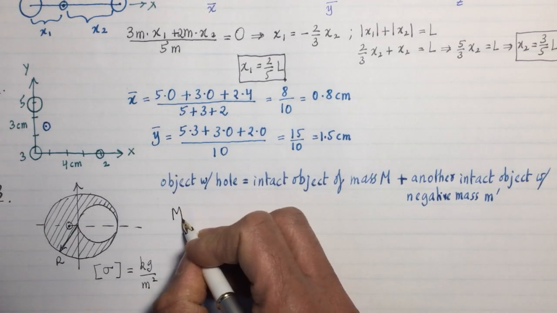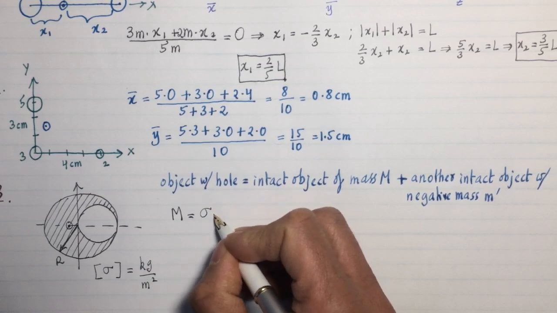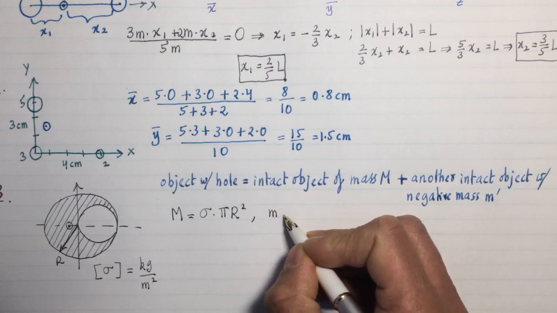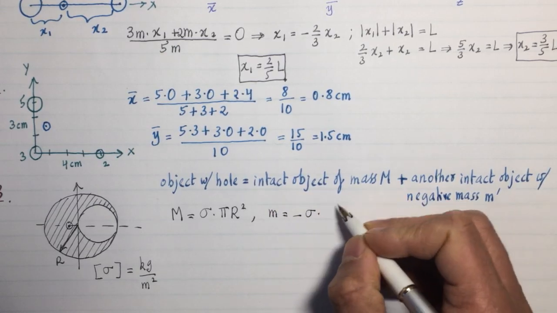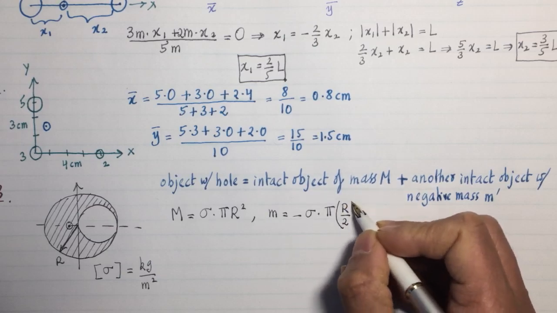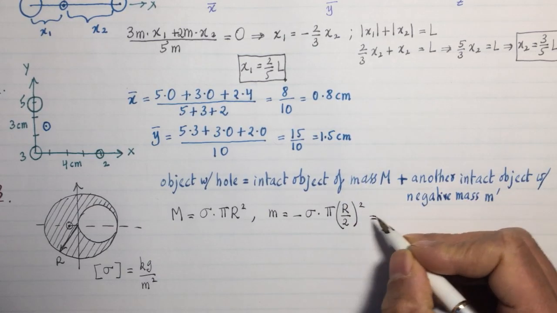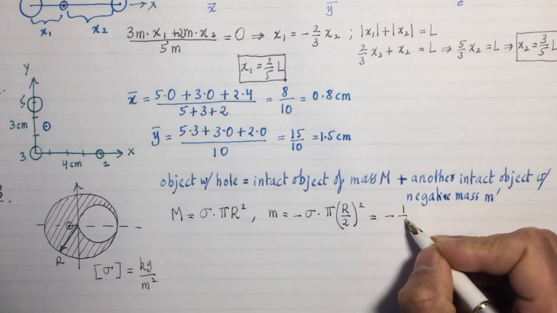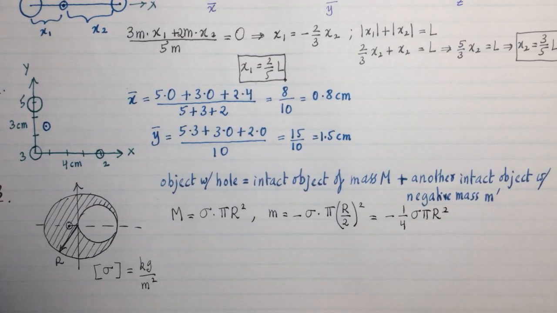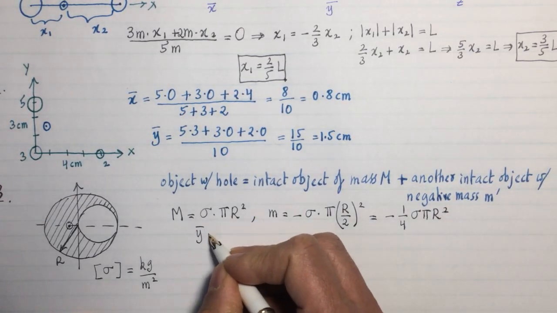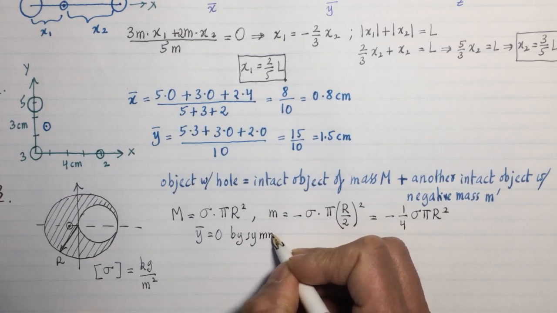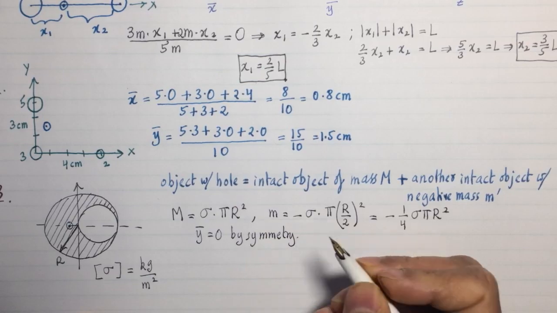So the mass of the intact object in this case is sigma times pi r squared, because that's the area of the circle. The negative mass will be sigma times pi (r over 2) squared, because that's the radius of the hole. And so when you do 1/2 squared, you're going to get negative quarter sigma pi r squared. And now we already know that the y-coordinate center of mass is 0 by symmetry, so all we have to do is calculate the x-coordinate center of mass.